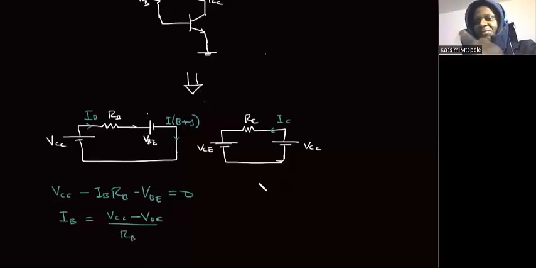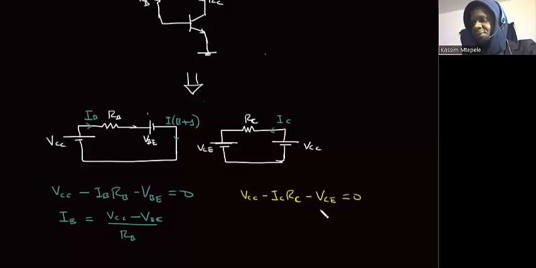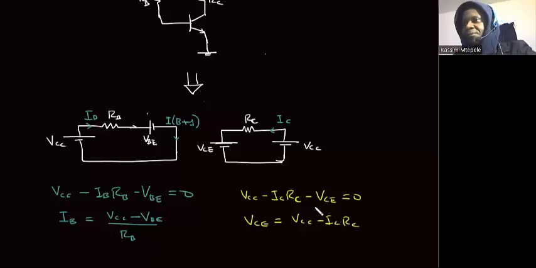Then from the output, we can have VCC minus ICRC minus VCE equals 0. So here we can get VCE, which is the collector emitter voltage, equals VCC minus ICRC. So from here, no problem.